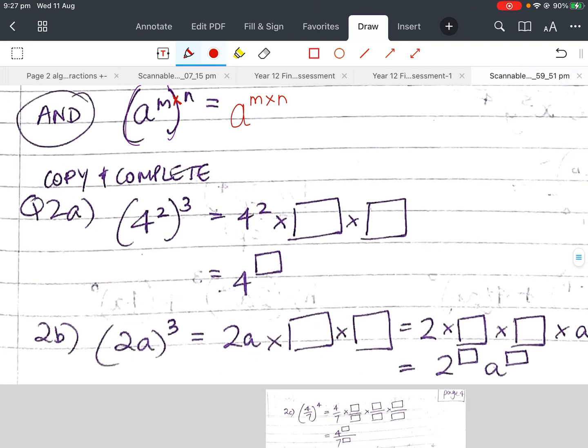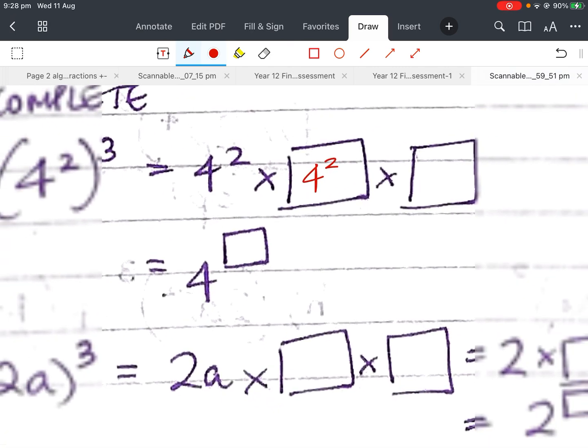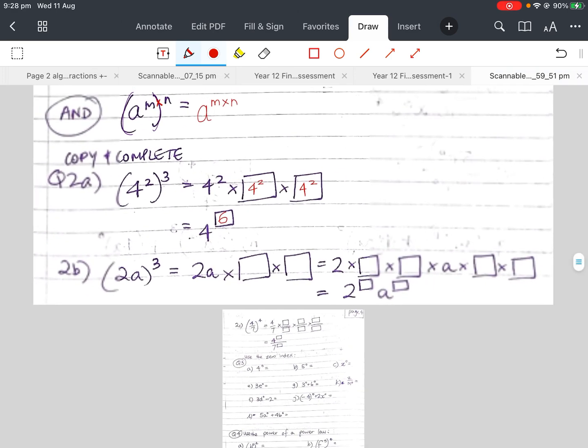Alright, so let's have a go. So the long way, just so you know, a squared brackets to the power of 3 means you're writing out a squared, 3 times. So if I go a to the power of 2 times a to the power of 2 times a to the power of 2, the rule is when you multiply you add the indices. So 2 plus 2 plus 2, hopefully you said, makes 6.